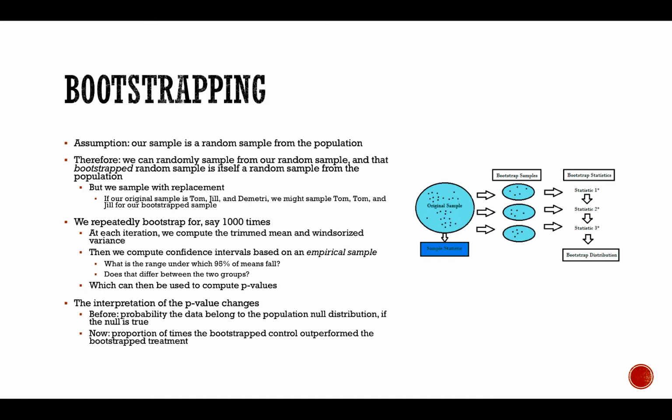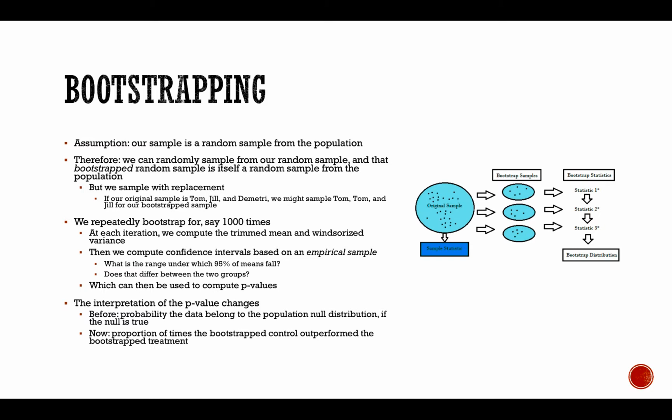So for example, we might do 1,000 times, and at each iteration we compute the trimmed mean and the Winsorized variance, and then we compute confidence intervals based on an empirical sample. Or in other words, we can say, what is the range under which 95% of the means fall? And does that 95% interval differ between the 2 groups, for example? And then we can use that to make inferences just as we would with a p-value.